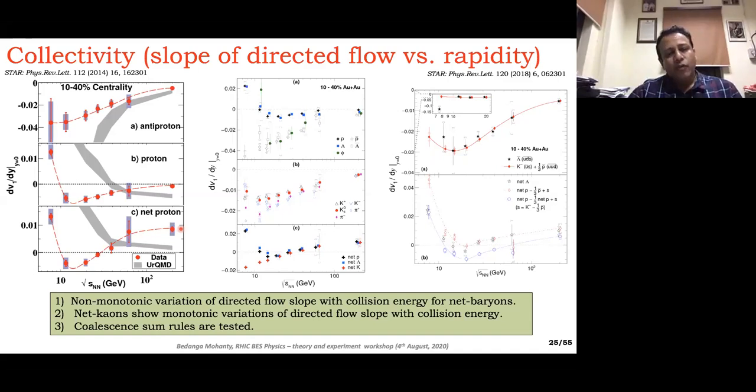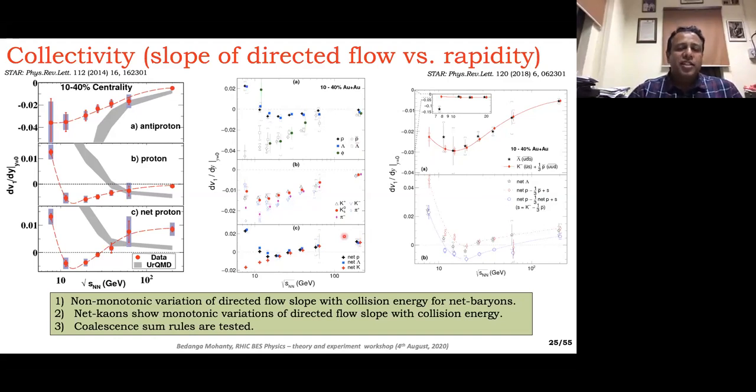We then moved on to add several other particles to these measurements. For example, lambda, phi, kaons, and pions. Let's look at this lower panel. What we find is that the net lambda follows very closely the net protons. So we can say that the non-monotonic variation of the directed flow slope as a function of collision energy is seen for net baryons, whereas for mesons, it seems to show a monotonic variation.